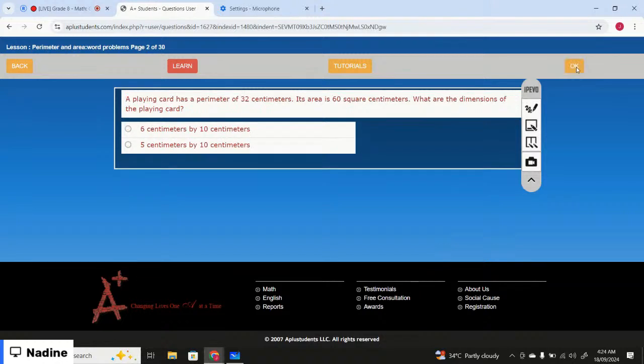A playing card has a perimeter of 32 centimeters. Its area is 60 square centimeters. What are the dimensions of the playing card? So which is the correct option?